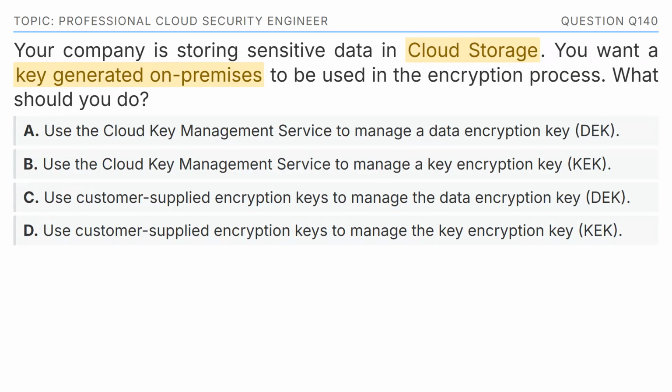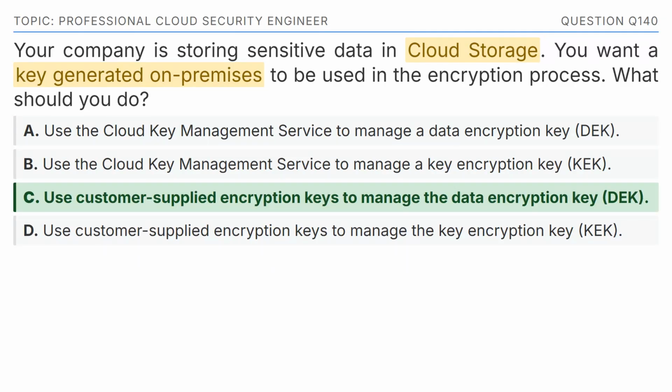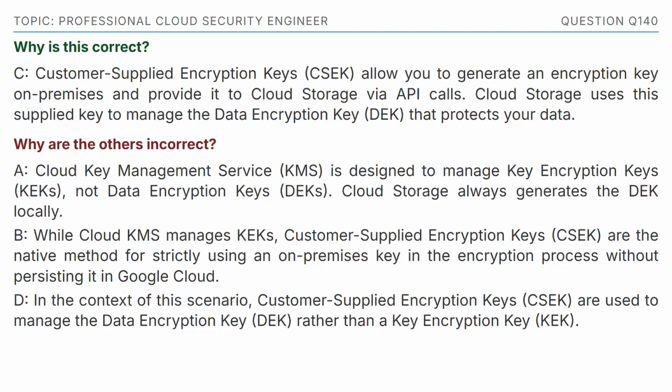To arrive at the correct answer, we focus on the keywords: Cloud Storage, key generated on-premises. The correct answer is Option C. Use customer-supplied encryption keys to manage the data encryption key, DEK. Why is this correct? C.